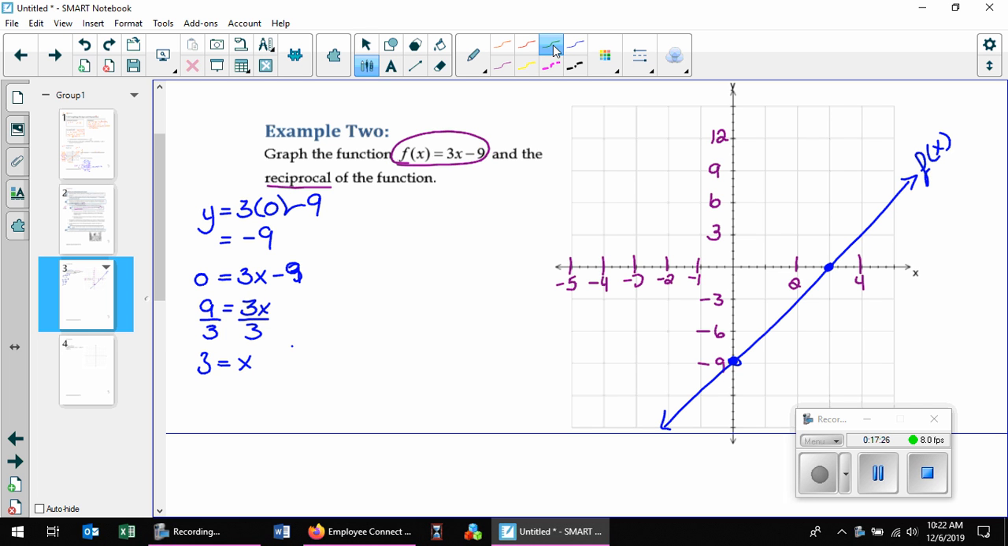So for the reciprocal function, I like to write it out so I can see it. Okay. What would be my y-intercept? So step 1 on my list was graph my y-intercept. Negative 1 over 9. So step 1, I'm going to do my y-intercept.